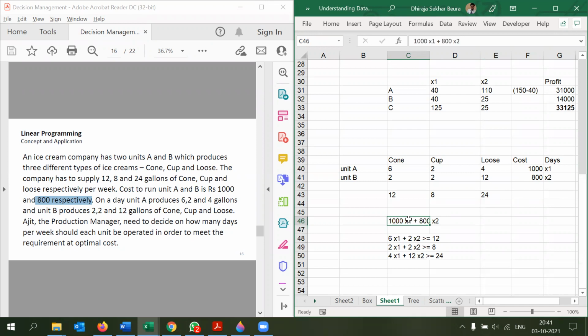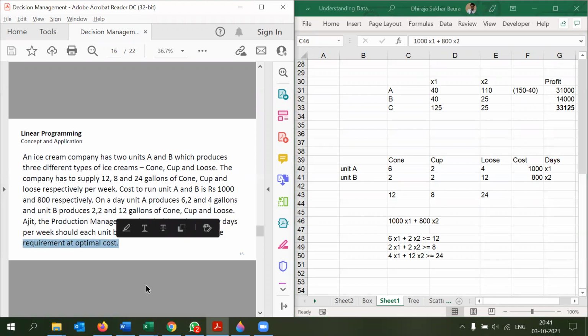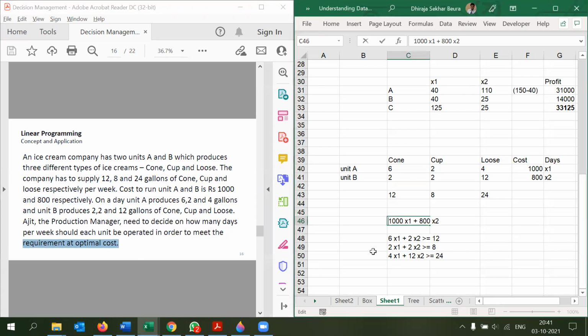Am I right? Correct. Now, if you look at the last sentence, the project manager needs to decide how many days per week each unit operates to meet the requirement at optimal cost. When you talk about optimal cost, should it be minimum? Should it be maximum? Minimum. Everybody agrees. So wherever cost is there, you have to minimize the Z value. So as I was saying, always write in this format: minimize cost, that is Z is equal to 1,000 x1 plus 800 x2, and your constraint functions are these.